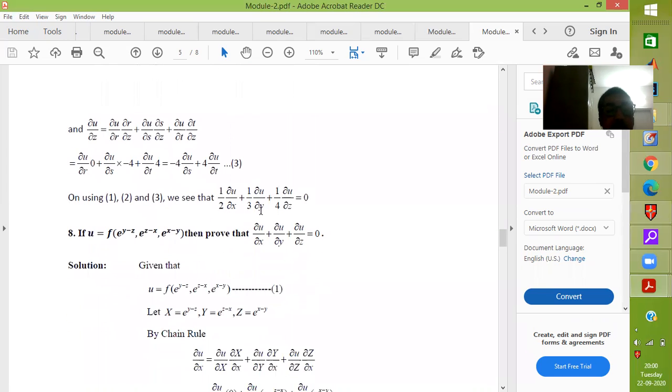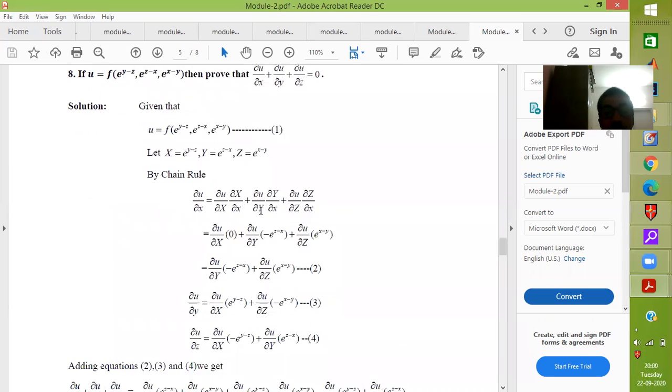Question number 8 is similar. You have to replace e^(y-z), e^(z-x), e^(x-y) with new variables. We are calling them capital X, capital Y, capital Z, or any other new variables like P, Q, R, and then use the chain rule and get the result.